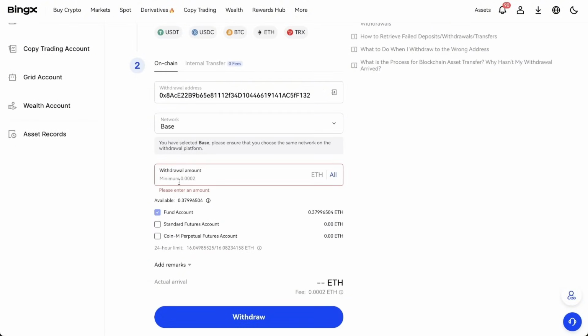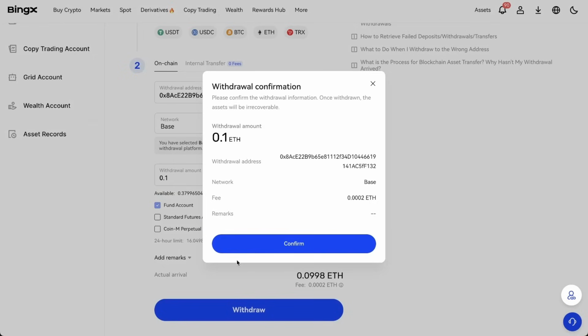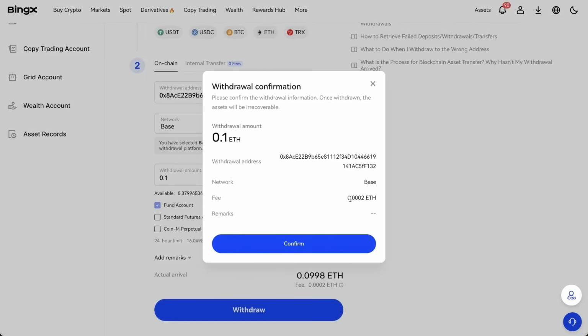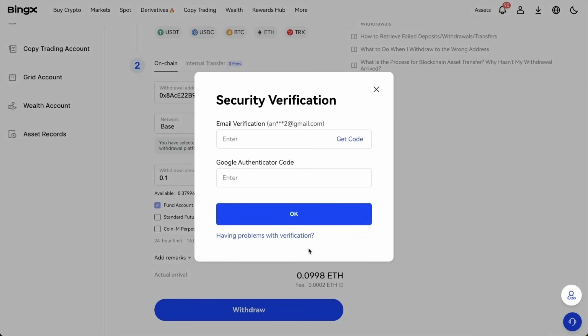We have the amount here. We can do this one. Let's put, for example, 0.1 Ethereum, withdraw. I confirm it. I make sure that the network is Base. Okay, the network is Base and you can see that the fees on base chain are really cheap.